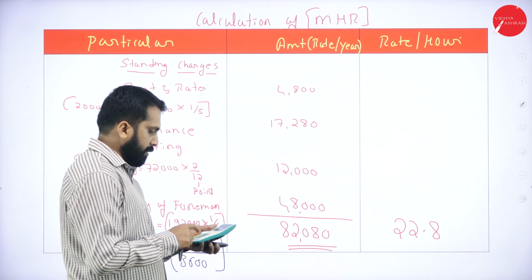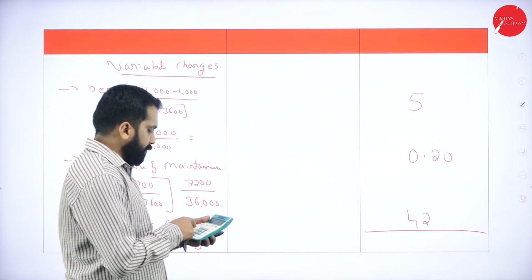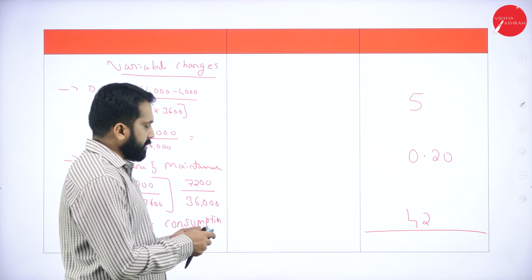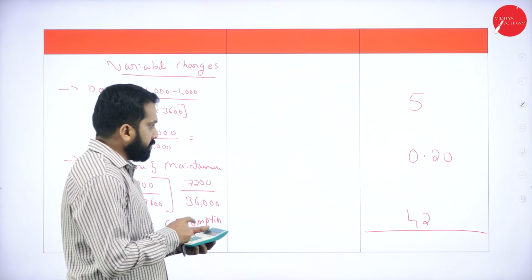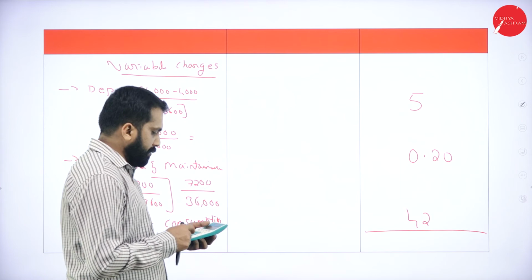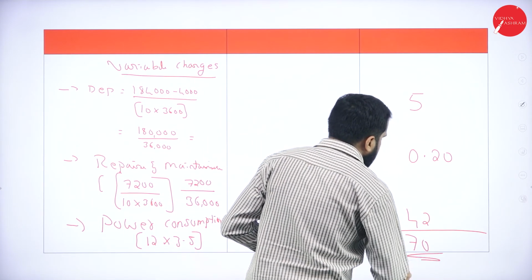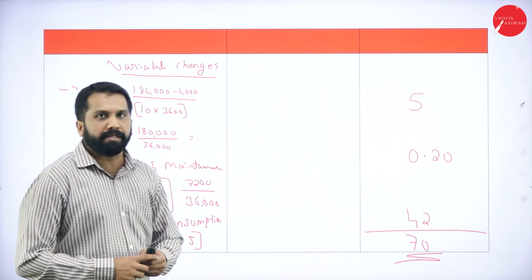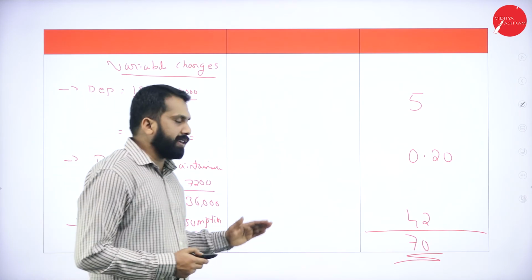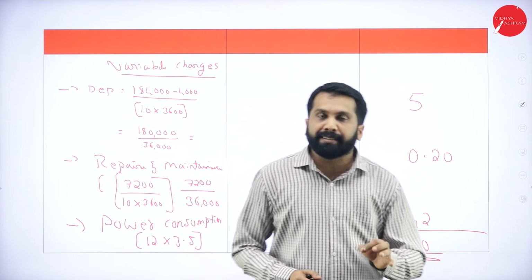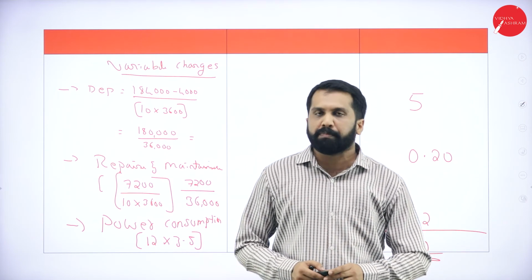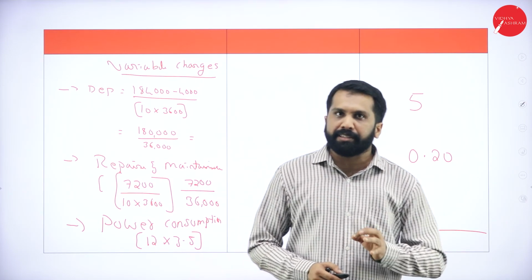22.8 plus 5 plus 0.2 plus 42. I got 70. Your total machine hour rate is 70 rupees. Got it? Easiest one. This will come for 10 marks in your question paper or in your examination.